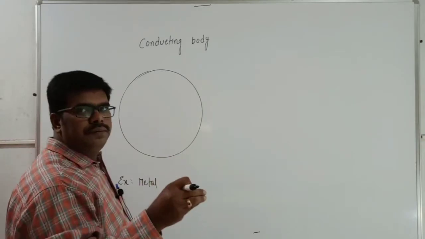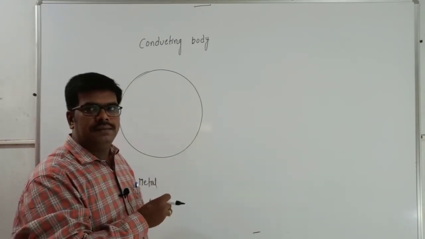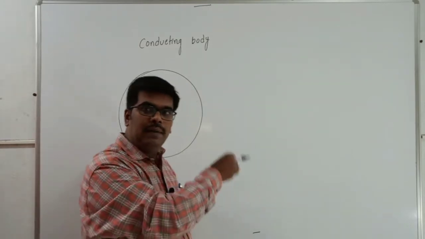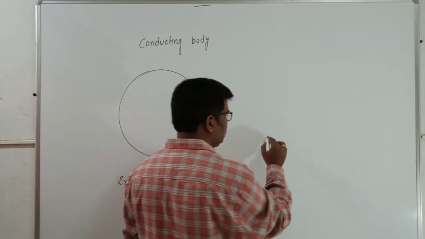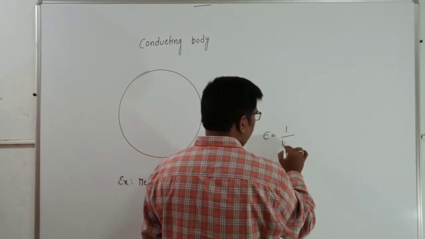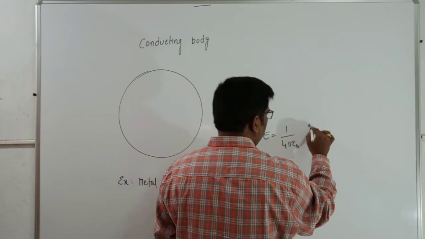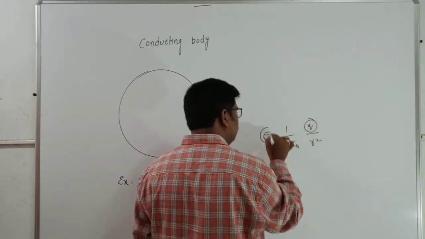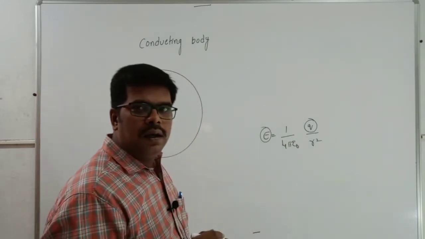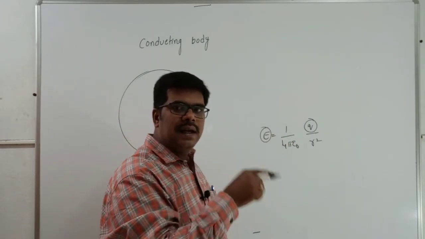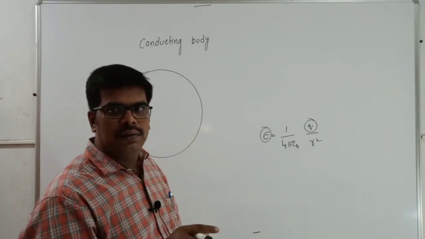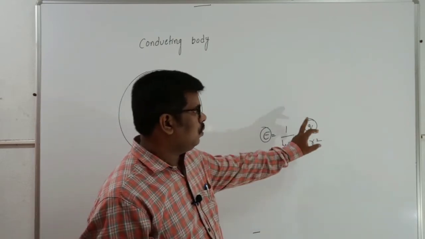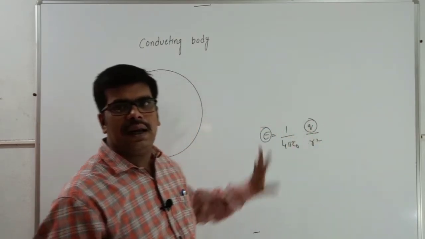Suppose the charge is present inside, it means the electric field will be present inside. Why? Because electric field intensity is E equal to 1 upon 4 pi epsilon naught Q by R square. If Q is 0, the electric field is also 0. So the electric field inside the conducting body is 0, meaning charge should not be present inside the conducting body.